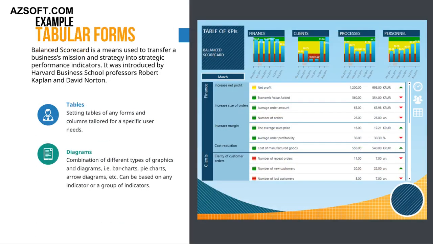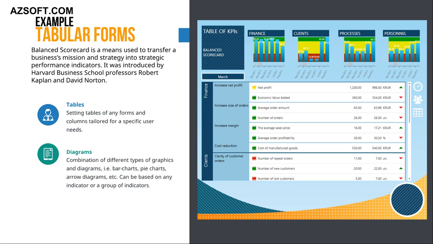Balanced scorecard is a means used to transfer a business's mission and strategy into strategic performance indicators. It was introduced by Harvard Business School professors Robert Kaplan and David Norton. Tables: setting tables of any forms and columns tailored for specific user needs.